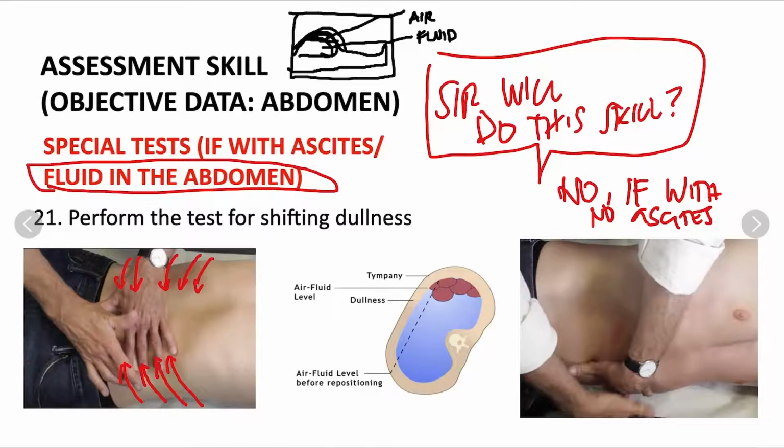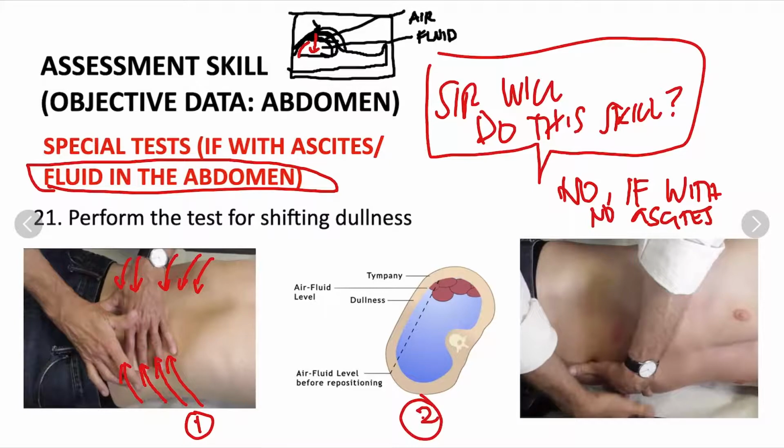So usually it's filled with air. So if you're going to do percussion over the upper part, it would be tympanic, meaning it has a drum-like sound because of air accumulation. And then when you percuss going down, it would have a dull sound because of the fluid presence in the abdominal cavity. Okay, so this is what I mean with that in our diagram number 2.